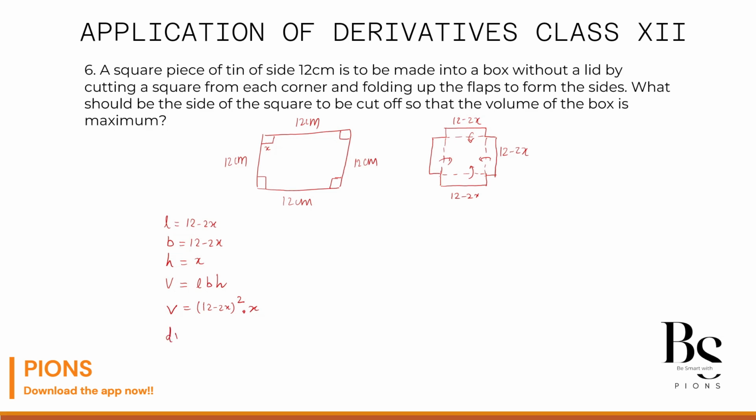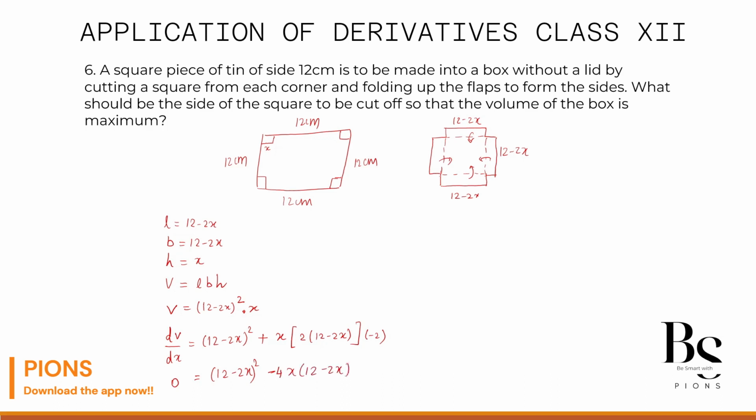So it will be dV by dx, and use the multiplication rule. Derivative of x is 1. So keeping (12 minus 2x) whole square as it is, plus x as it is, derivative of (12 minus 2x) whole square. 2 will come in front, 12 minus 2x, and derivative of 12 minus 2x is minus 2. Clear? Now put this equal to 0, and this will give you (12 minus 2x) whole square minus 2x into 2 into, that is 4x, because this 2 is also there and this 2 is also there. So this will be 4x into (12 minus 2x).